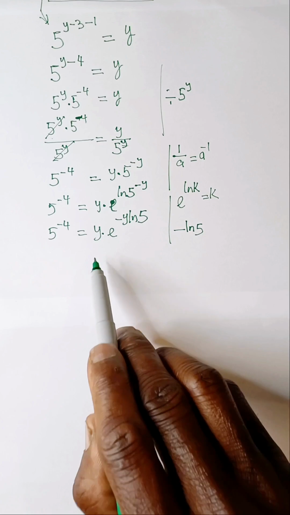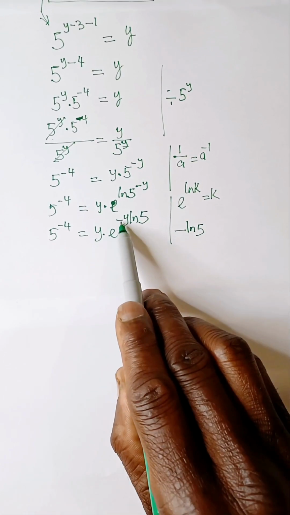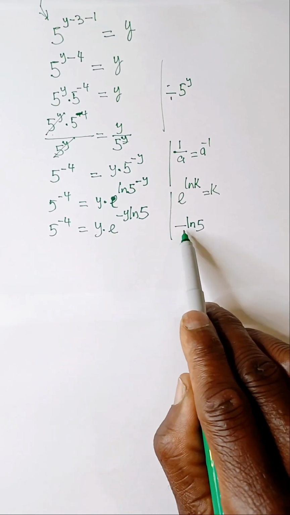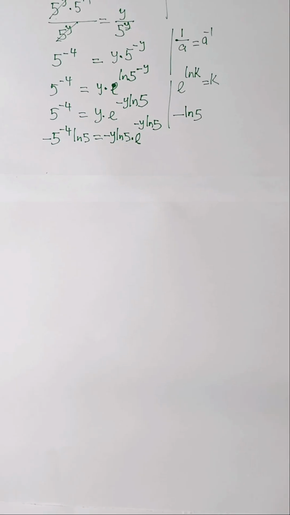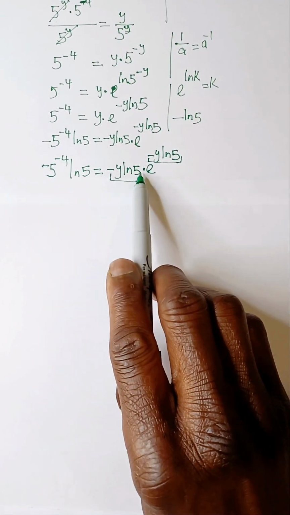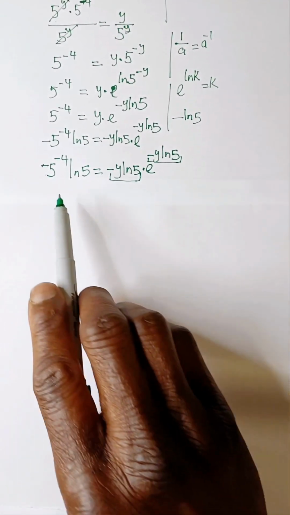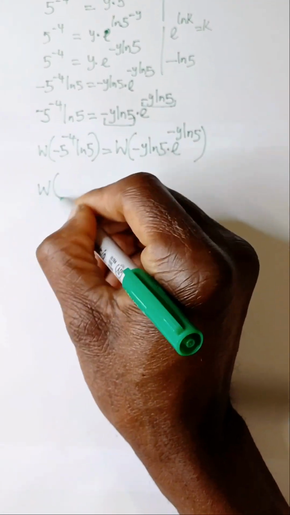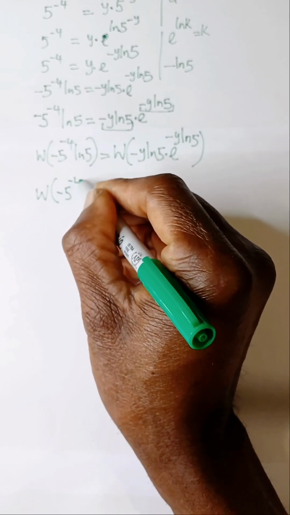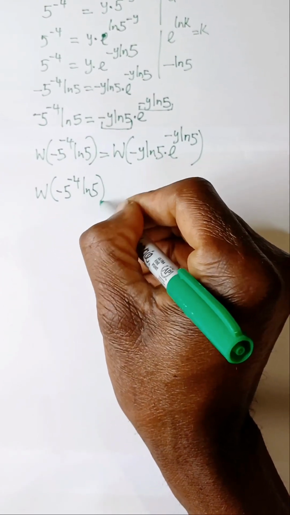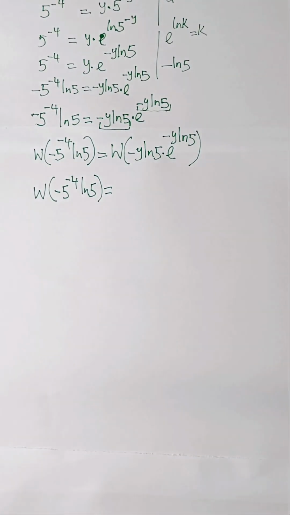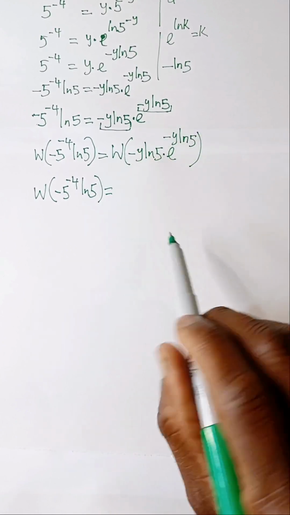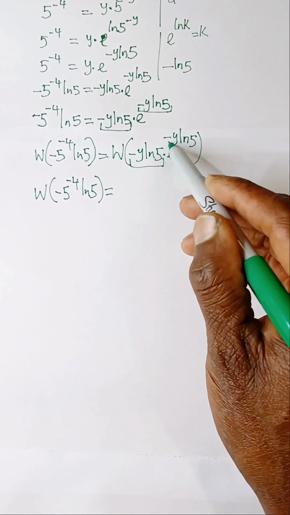On the right hand side, we are going to make this base the same as the exponent. To do so, we are going to multiply both sides of the equation by minus natural log of 5. You will notice that this term is the same as the exponent. We can now apply the Lambert W to both sides of the equation. According to the Lambert W, the whole of the right hand side is just equal to minus y times the natural log of 5.